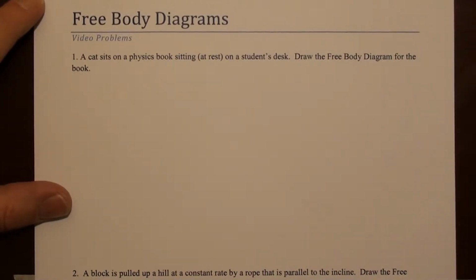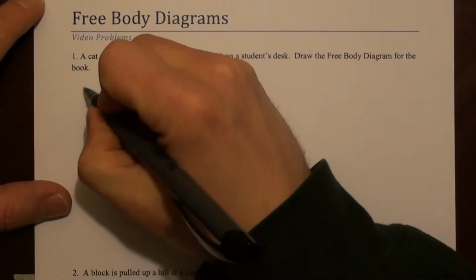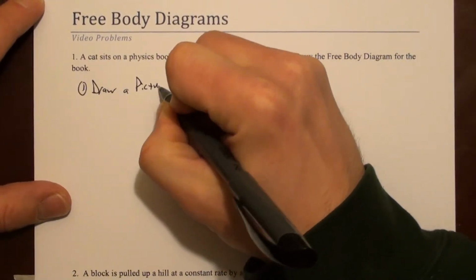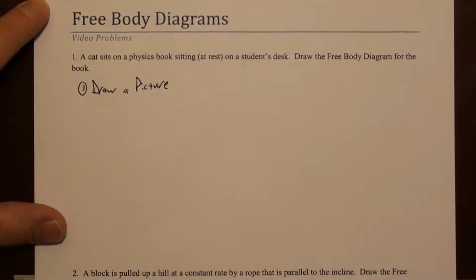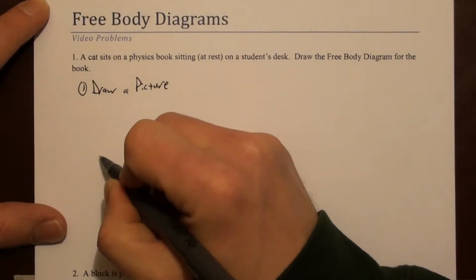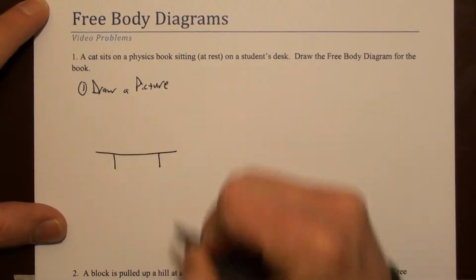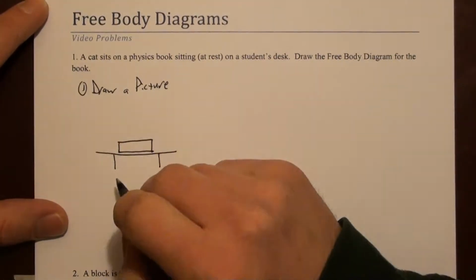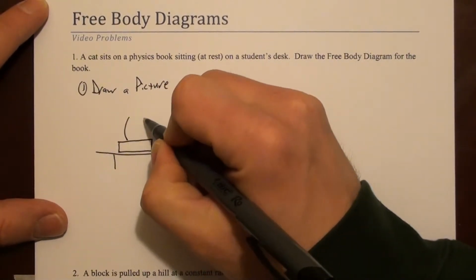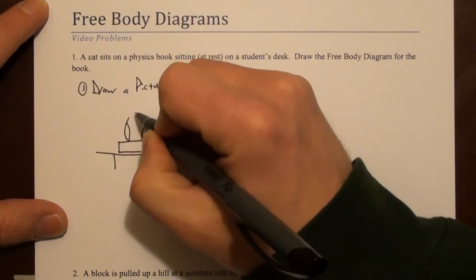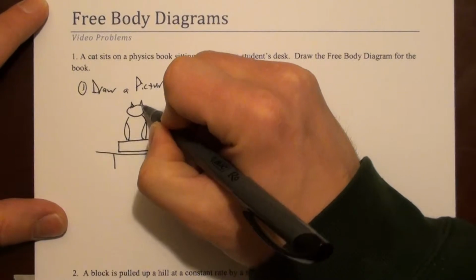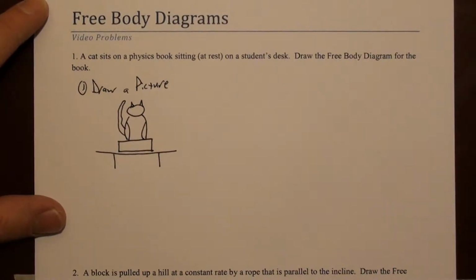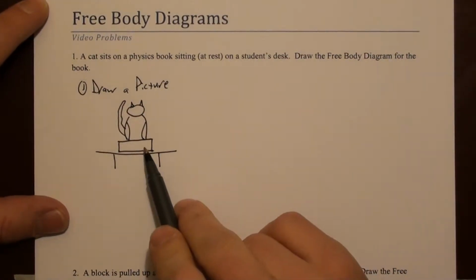Okay, so the first thing that we should do is draw a picture of this situation. So maybe we have a desk, and we have a book sitting on the desk, and we have a cat sitting on the book. Okay, so the book is the object that we're interested in.